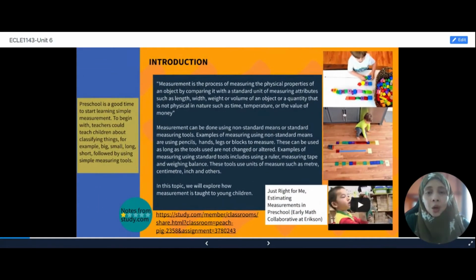Let us take a look at the definition of the measurement. The measurement is the process of measuring the physical properties of an object by comparing it with the standard unit of measuring attributes such as length, width, weight, or volume of an object or quantity that is not physical in nature, such as time, temperature, or the value of money. Pengukuran boleh dibuat dalam non-standard dan juga standard measuring tools. Nanti kita akan lihat apa itu perbezaan antara standard and non-standard measuring.